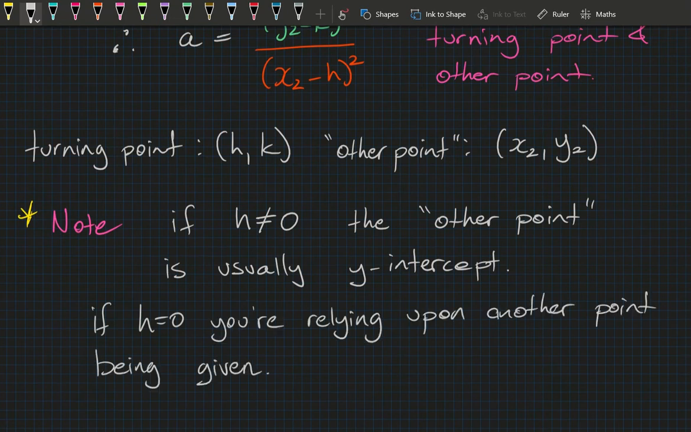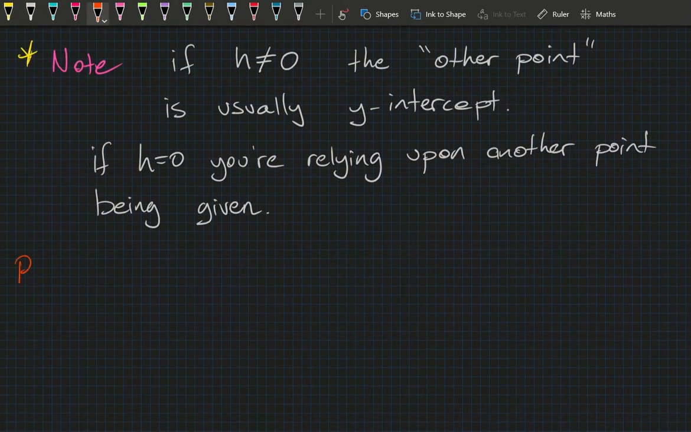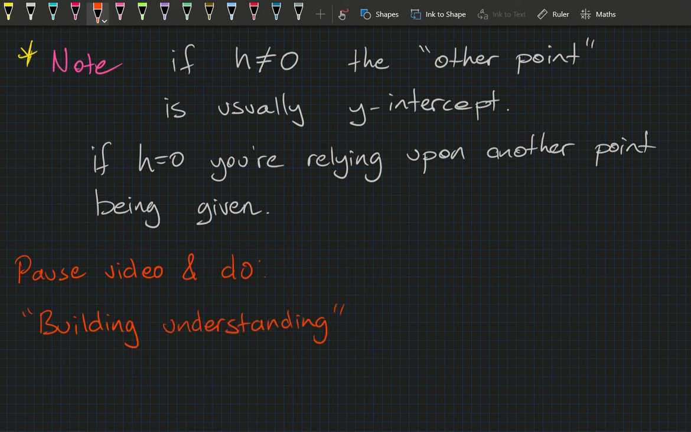All right, I know one day you're going to look back at this stuff and think it's super easy, but these sorts of things never are when you first see them. So I think for this lesson, it's really important that you pause the video now and work on the building understanding questions in the new book, which translates to questions 1, 2, and 3 in the old book. And then I'll see you in the next section.